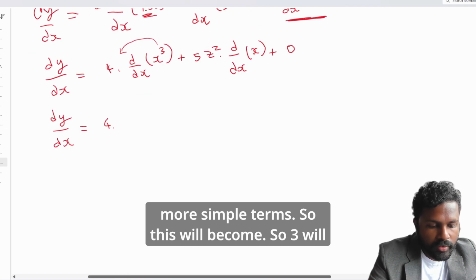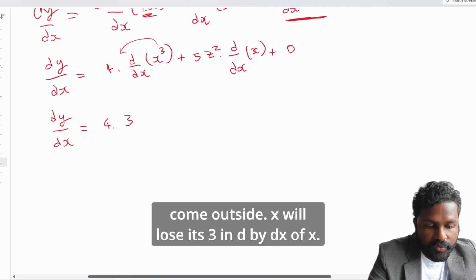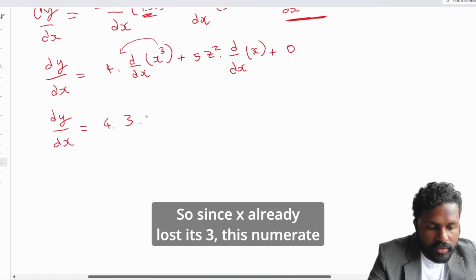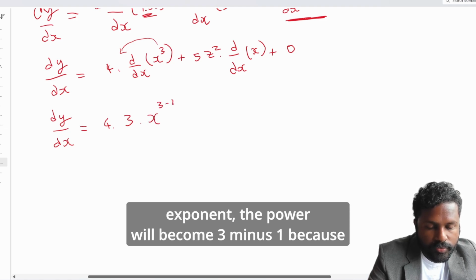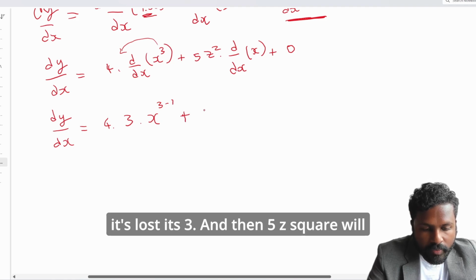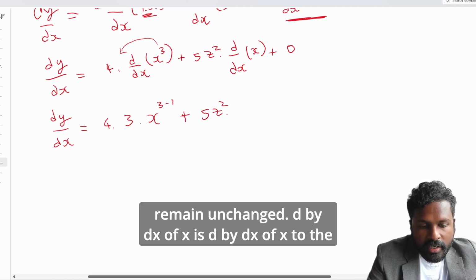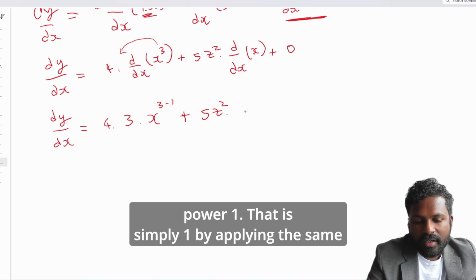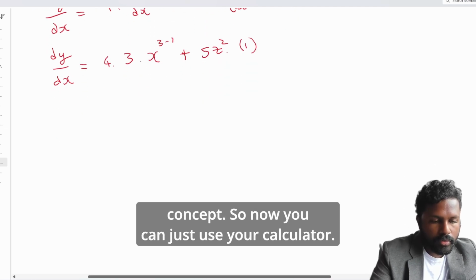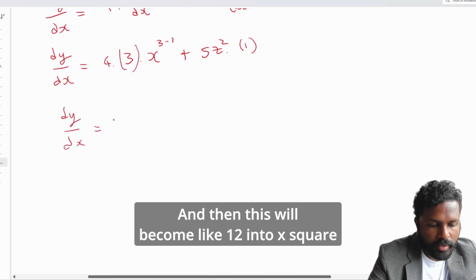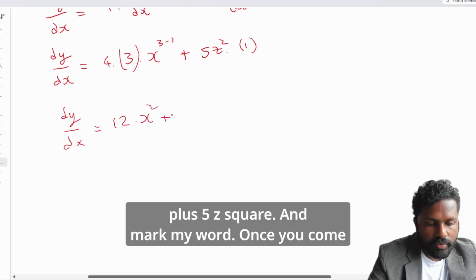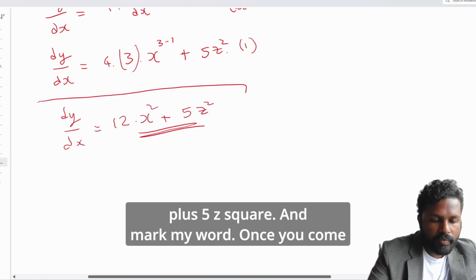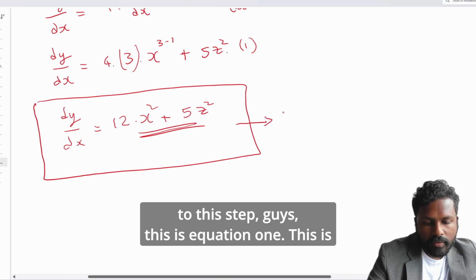So this will become, so 3 will come outside. x will lose its 3 in d by dx of x cube. So since x already lost its 3, the power will become 3 minus 1 because it's lost its 3, right? And then 5z square will remain unchanged. d by dx of x is d by dx of x to the power 1. That is simply 1, okay, by applying the same concept. So now you can just use your calculator, and then this will become 12 into x square plus 5z square. And mark my word, once you come to this step, guys, this is equation 1.